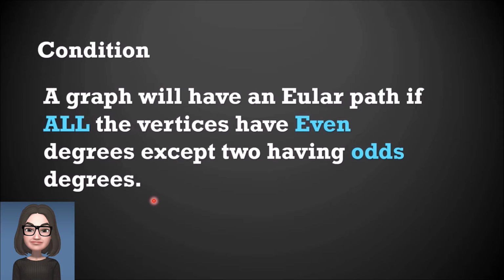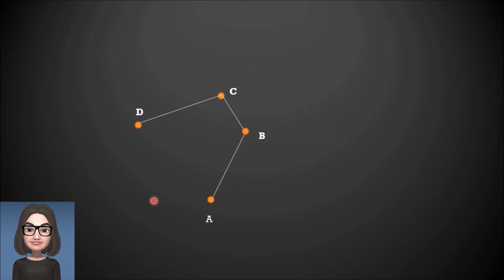The condition for an Euler path is that all the vertices have even degrees except 2 having odd degrees. Let us see the first example. So this is example 1. Let's say we have a graph like this. If we construct a path that visits all the edges of the graph exactly once, then that path is an Euler path. So we can have a path that goes from A to B to C to D, which visits all the edges exactly once.